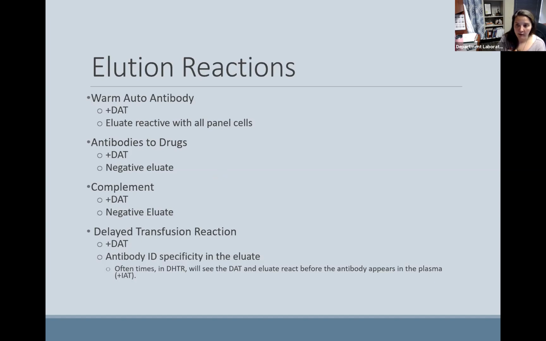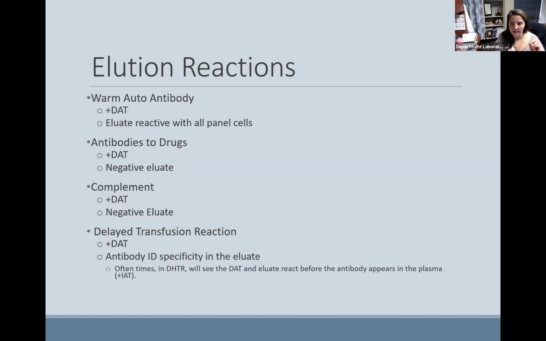And then complement, remember, our panel cells cannot detect complement either. So while the patient has a positive DAT, our eluate will be negative. And then like the example I mentioned earlier with the delayed transfusion reaction, you'll have a positive DAT, and then the antibody will match the pattern of reactivity for the corresponding antibody. Whatever antibody the patient had is now coating the donor cells, okay?